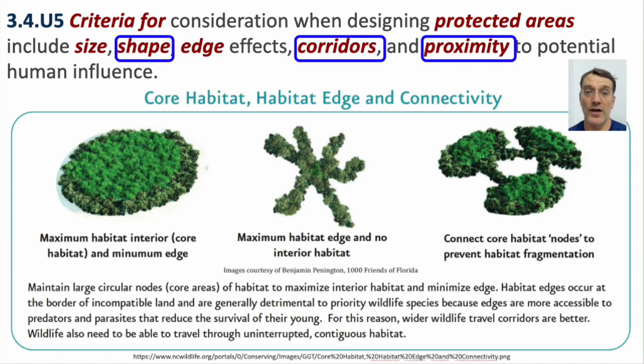When you have long, narrow, skinny shapes, the core becomes very small and the edge space becomes quite large. If it's not possible to design one big core area, the next best approach is to design several smaller core areas and connect them through corridors to allow wildlife to migrate back and forth between the protected areas.